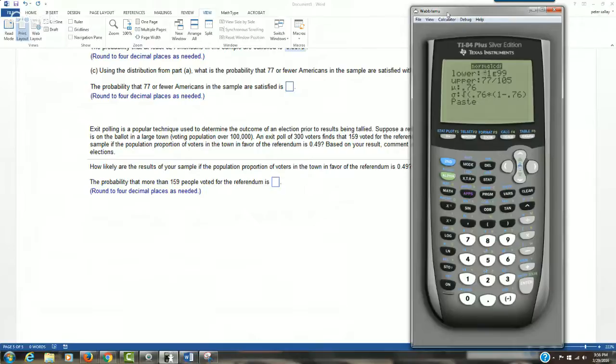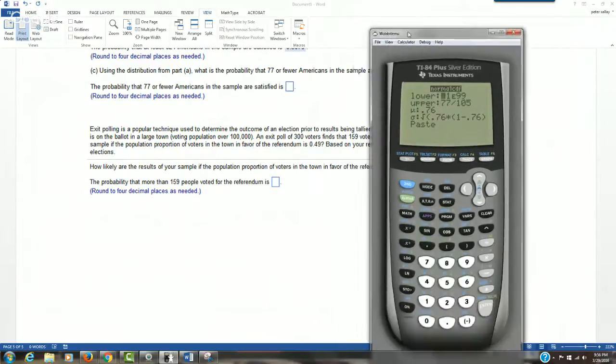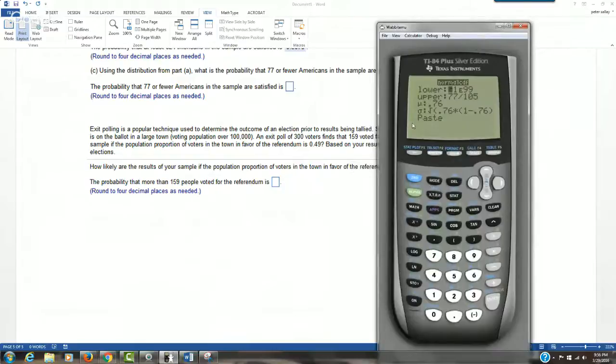I saw, let's see, how likely is it in favor of, okay. So I saw 53% say yes. So I want to know what's the likelihood that I would expect to see 53% or greater, given that I expect to see 49%. So my lower bound is going to be 0.53. My upper bound is going to be infinity.